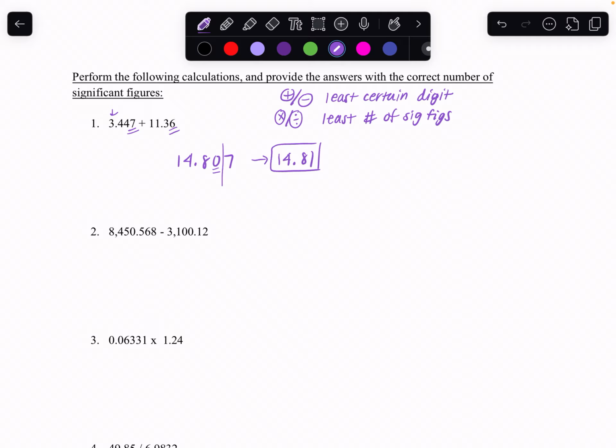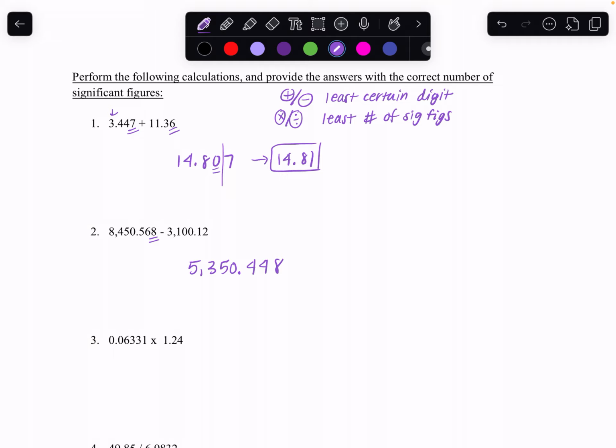All right, the next one, number 2, 8,450.568 minus 3,100.12. So again, this falls into those addition subtraction rules, and I'm just going to plug this into my calculator, and what I get out is 5,350.448. The next question would be, again, where do I round this? If I look at my first number, that big 8,000 number, I look at the last digit, the 8. Again, like number 1, it's in the thousandths place. Very specific, 3 after the decimal.